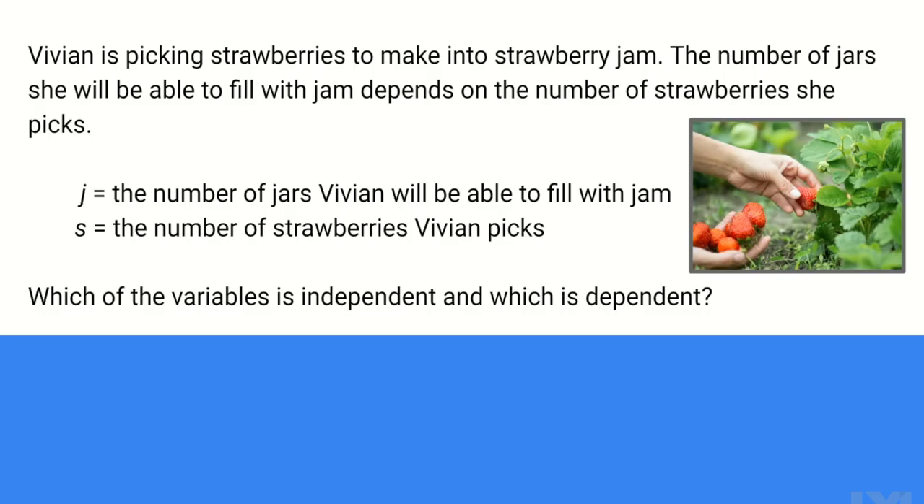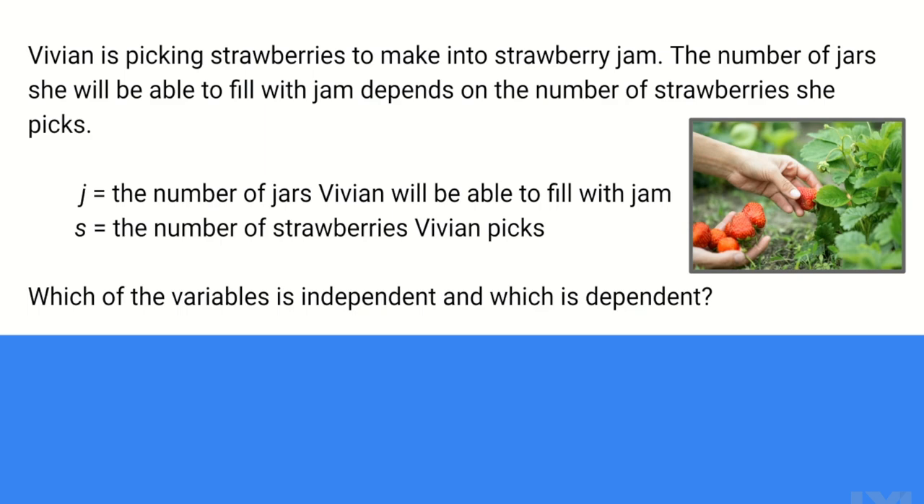Vivian is picking strawberries to make into strawberry jam. The number of jars she will be able to fill with jam depends on the number of strawberries she picks. J equals the number of jars Vivian will be able to fill with jam. S equals the number of strawberries Vivian picks. Which of the variables is independent and which is dependent?